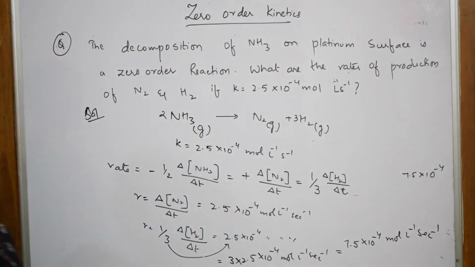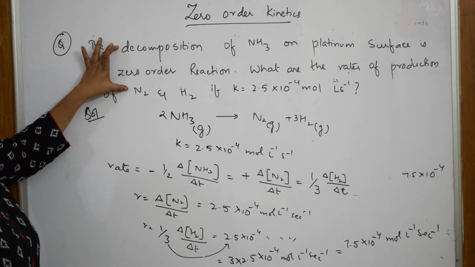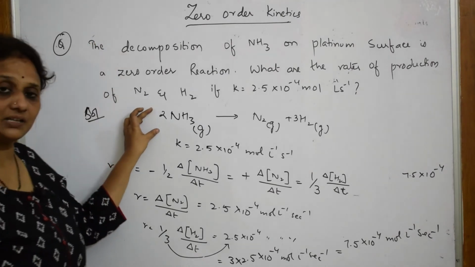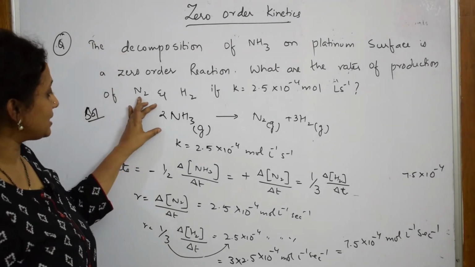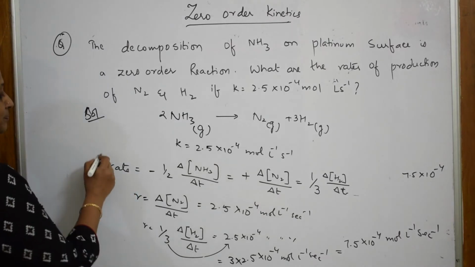zero order reaction. Let me come back and see what I have done. First, according to the question given, I have written a balanced reaction. After writing a balanced reaction, I have written an equation.